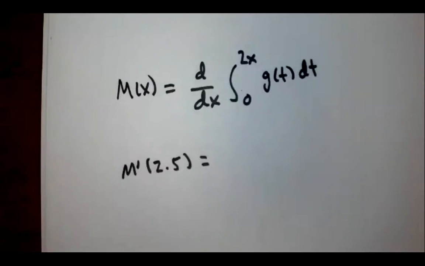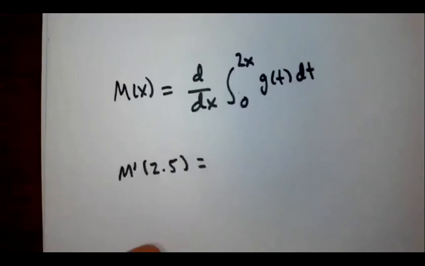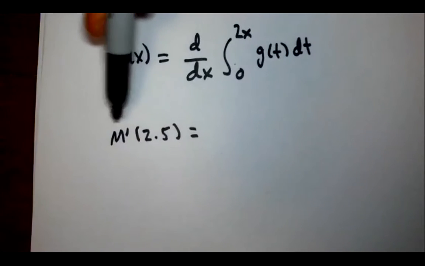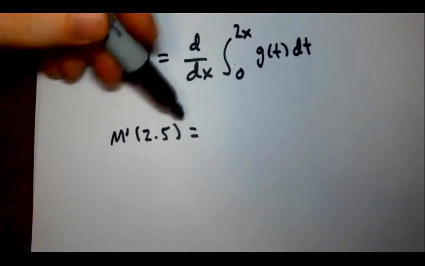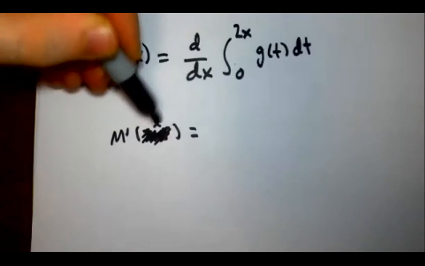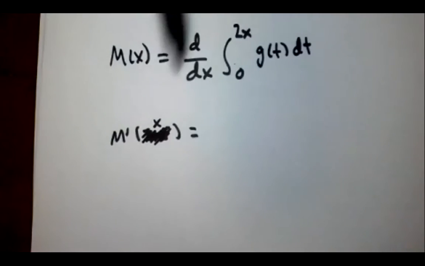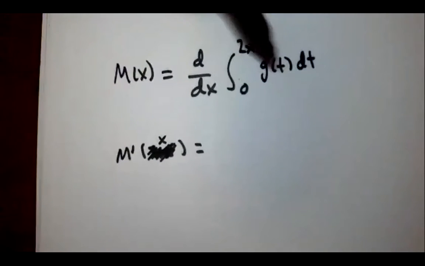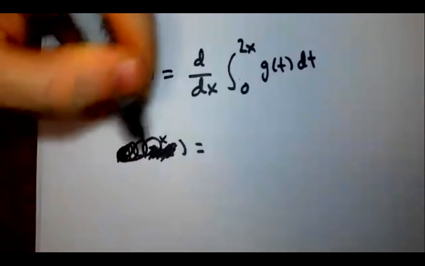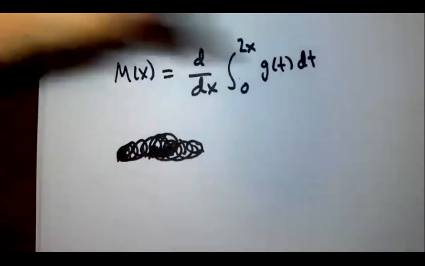Okay, so if we look here, this is going to be m prime at 2.5. Well, before we get to m prime at 2.5, let's just get to m prime. So m prime of x is equal to, okay, this function says d dx, take the derivative of. So we're not ready to take m prime yet. We need to simplify what we have here.